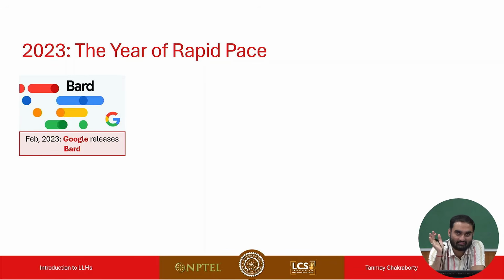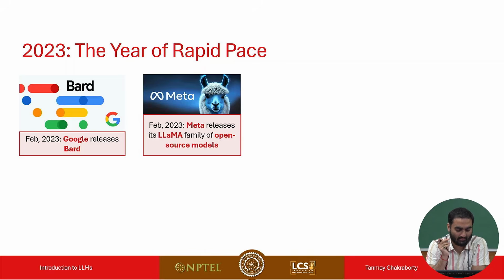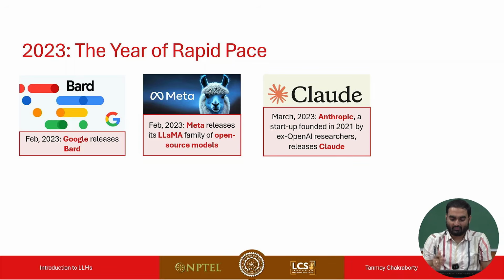2023, the race continued. February 2023, Google released their Bard model. Meta kept on producing their open source models. The Llama series started, right? Llama 1, Llama 2, Llama 3, recently Llama 3.1, right? Another company came into the picture, Anthropic. Anthropic started building their Claude model.